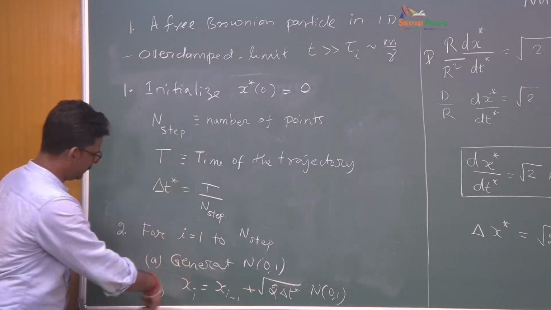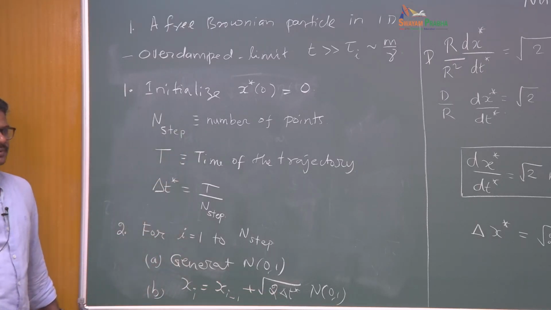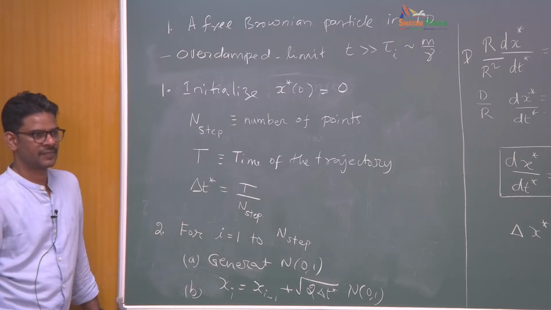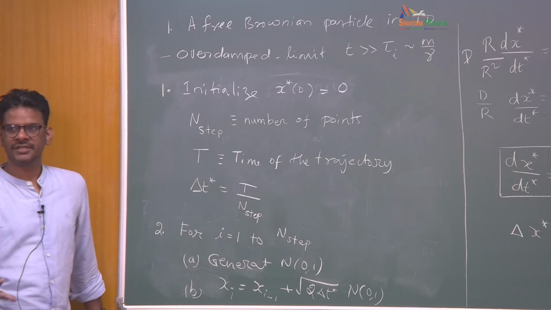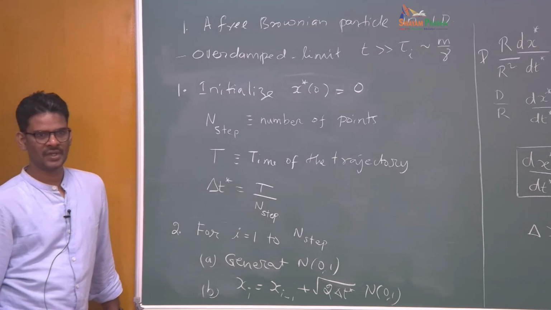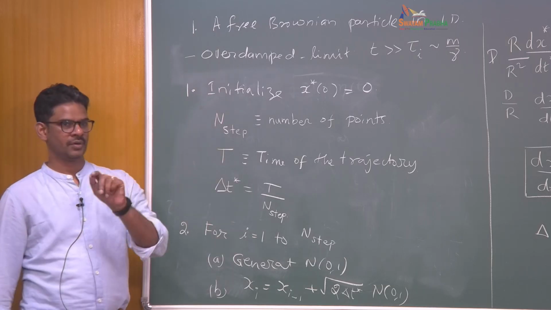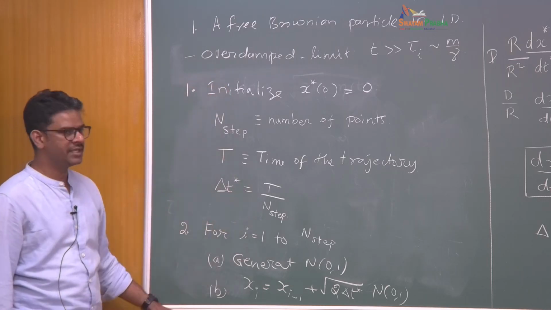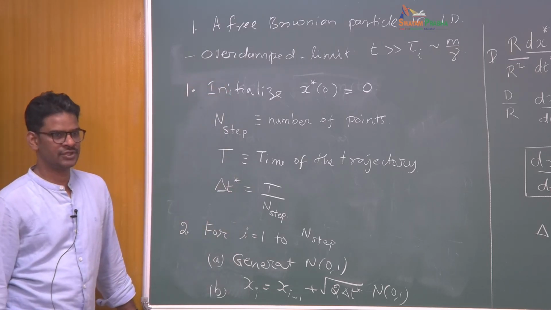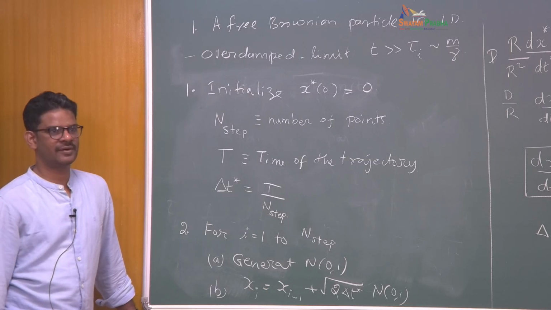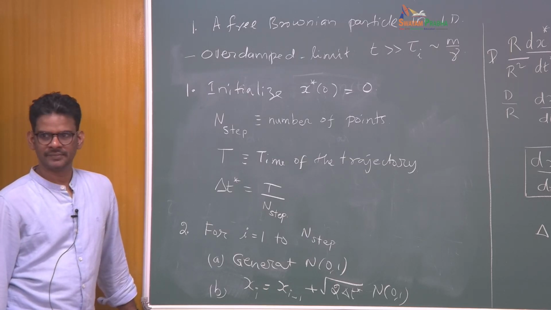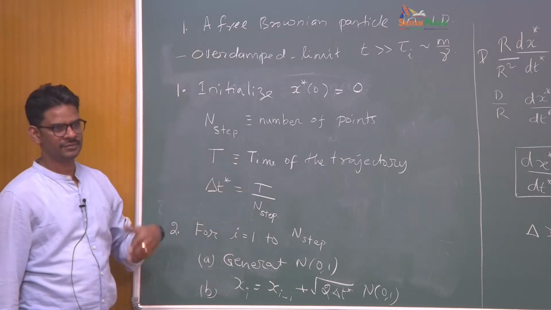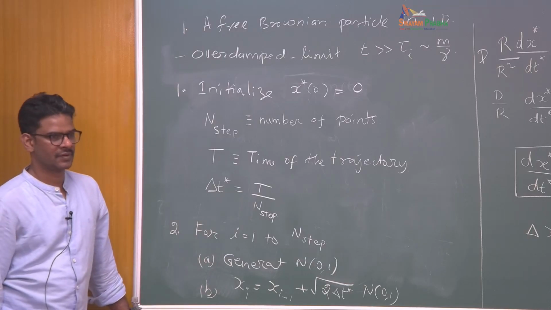This loop will be executed n step times, and at the end of the for loop you can plot x versus t. Then you have generated a trajectory of a Brownian particle. This algorithm creates one trajectory, but for getting statistical properties you may have to generate hundreds or thousands of trajectories so that you can take the ensemble average to calculate the mean square displacement and so on. So you will have another loop above this to create the trajectory over and over, maybe 100 or 200 times. This is a kind of pseudo code.